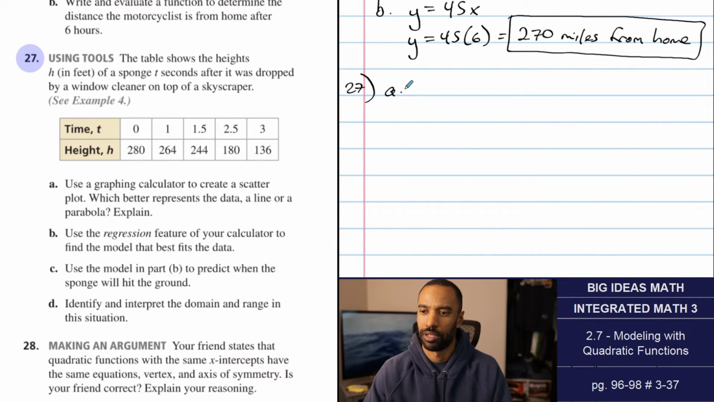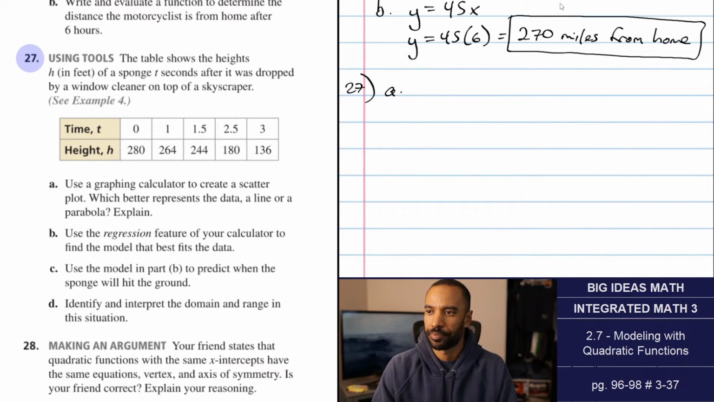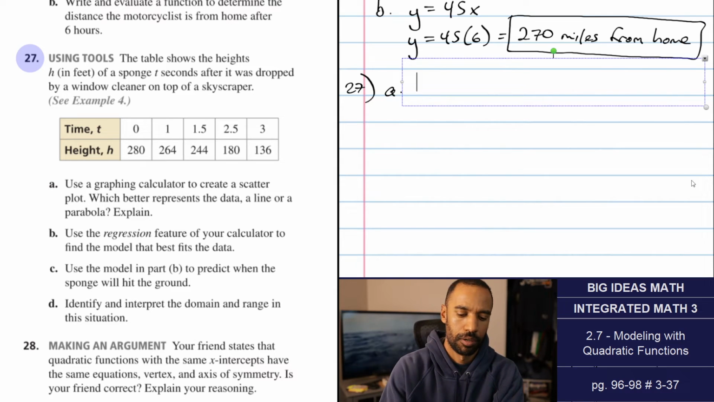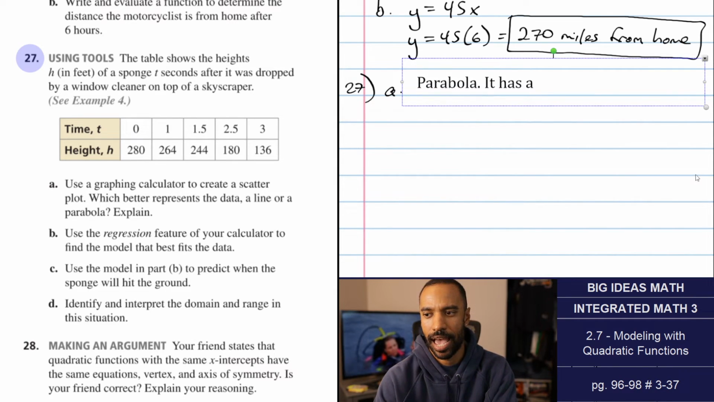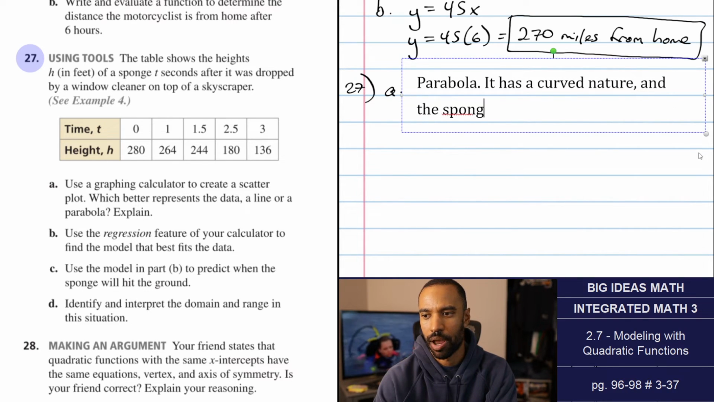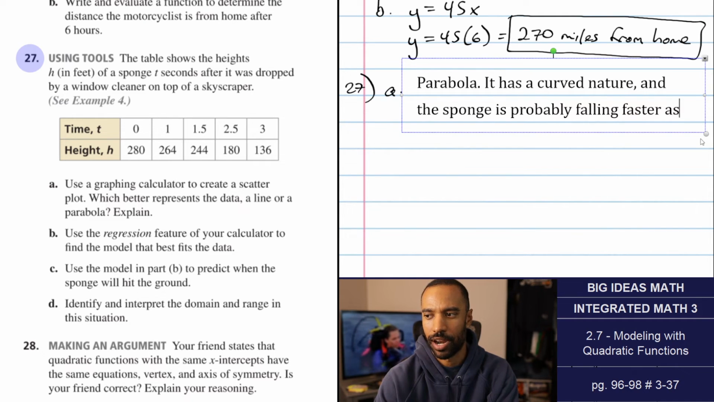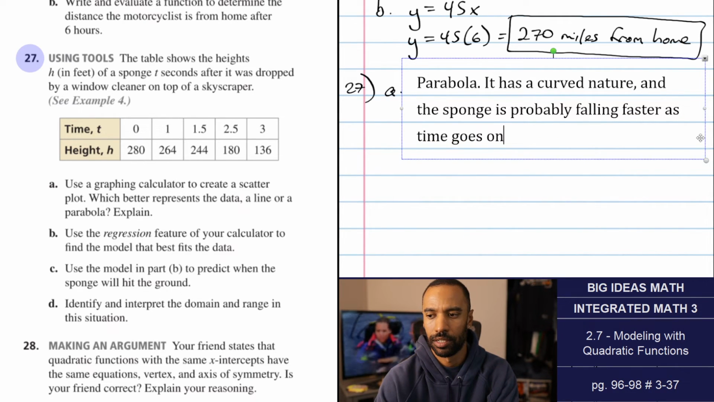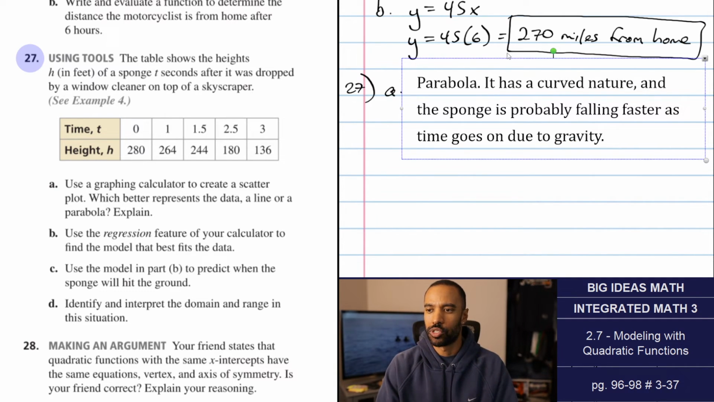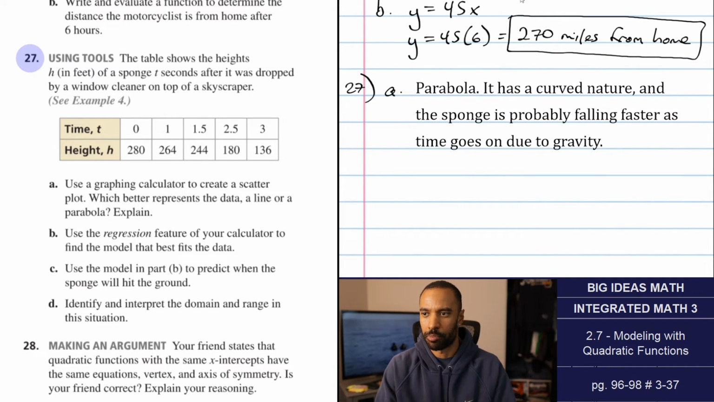There's a curve. So part A, parabola. It has a curved nature, and the sponge is probably falling faster as time goes on due to gravity. The force of gravity, right? So we'll see how that actually pans out.